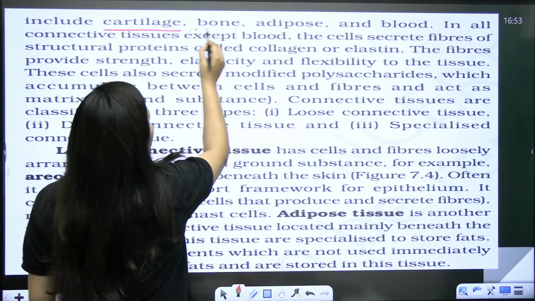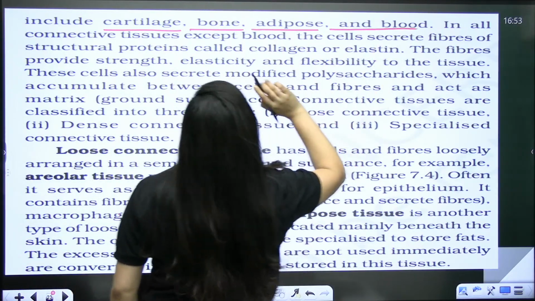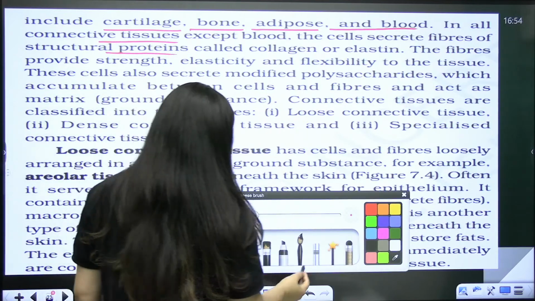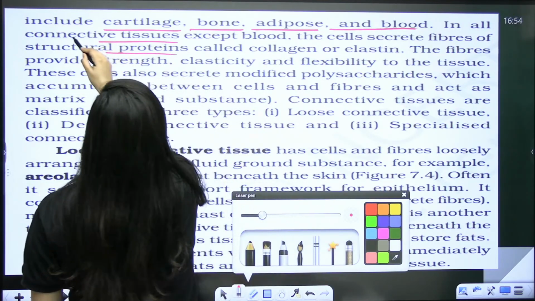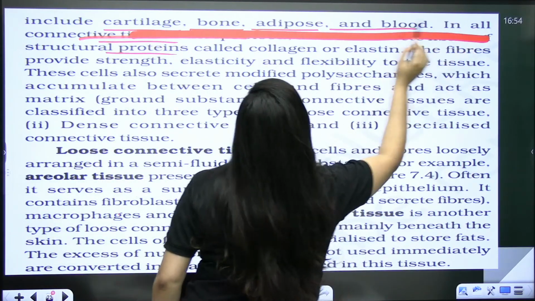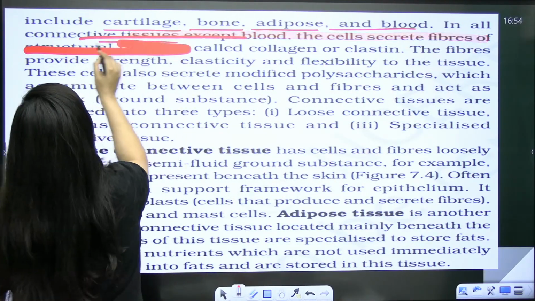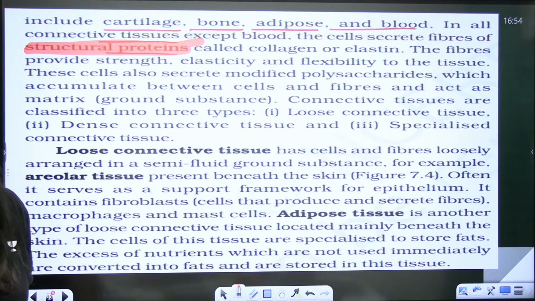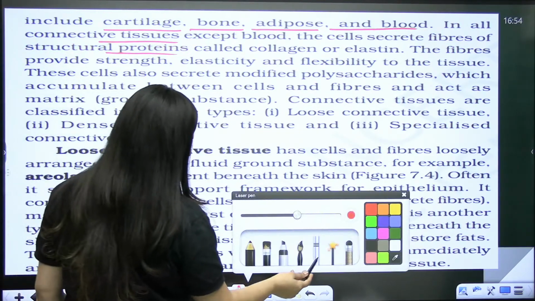It includes cartilage, bone, adipose and the blood. In all the connective tissue, except blood, the cells secrete fibers of structural protein. This is important. This part is important, please mark it in your NCERT.